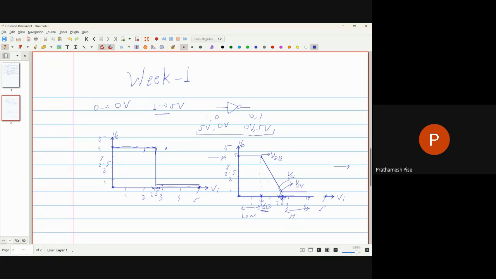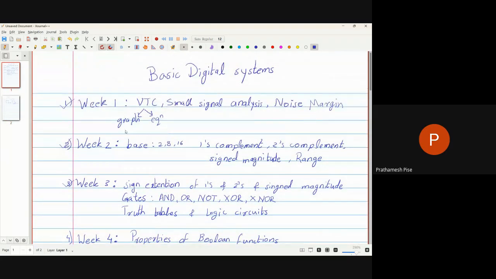So any doubt in these VOH, VIL? Anybody has any confusion or doubt in these terms, guys? No, sir. So everybody understood the VOH, VIL, all these terminologies. Yes, sir. So now, as written here, this is the graph part of the VTC.